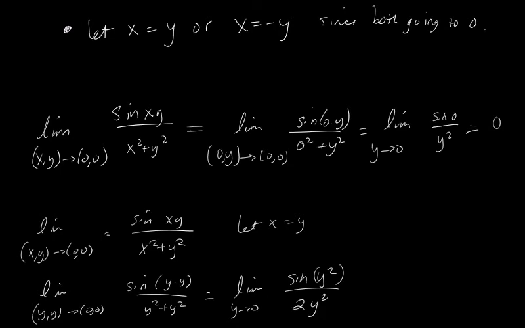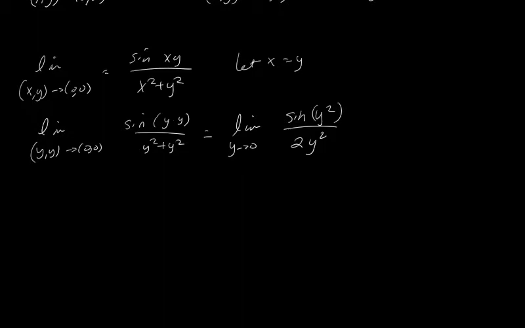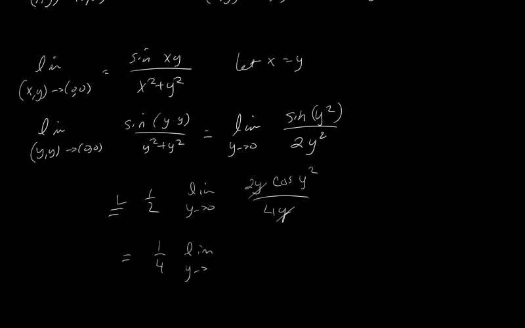All right, and since this is a limit in one variable, I can use L'Hopital's rule again. So I'm going to pull the 1/2 out front, guys, just to get that out of there. By L'Hopital's rule, this is equal to 1/2 the limit as y goes to 0 of 2y times cosine of y squared divided by 4y. So my y's will now cancel, and I get 2/4, which is another half. So that's equal to 1/4 times the limit as y approaches 0 of cosine of y squared. As y goes to 0, this goes to 1, and this is equal to 1/4.